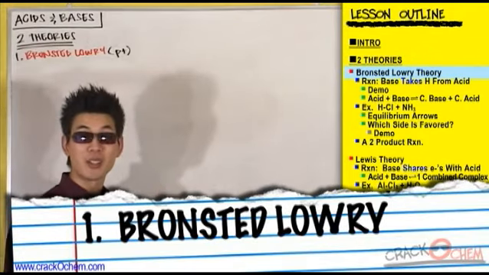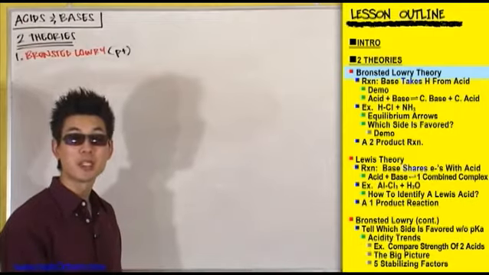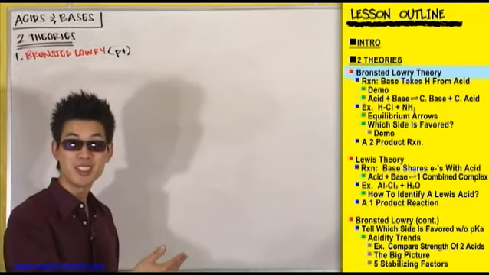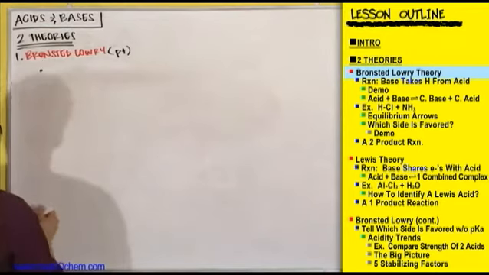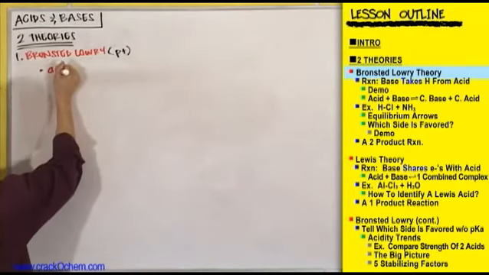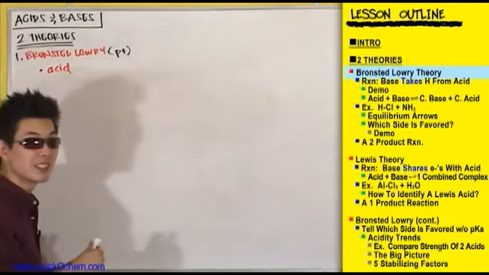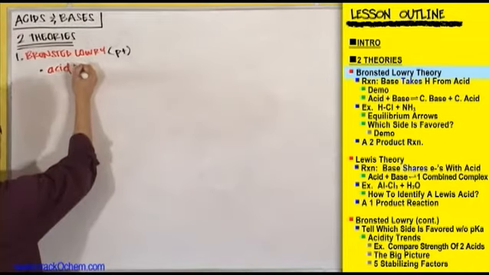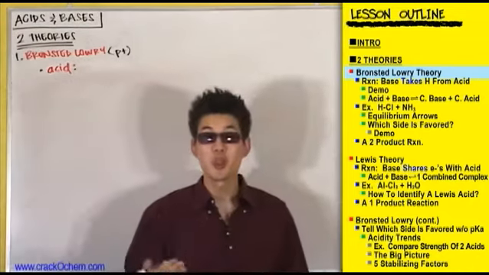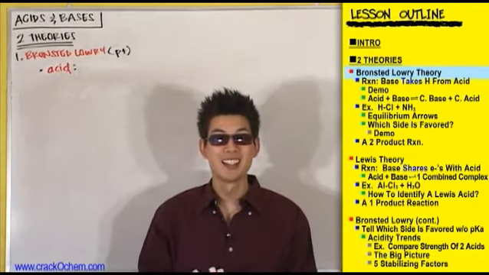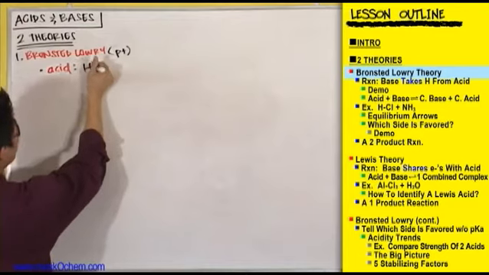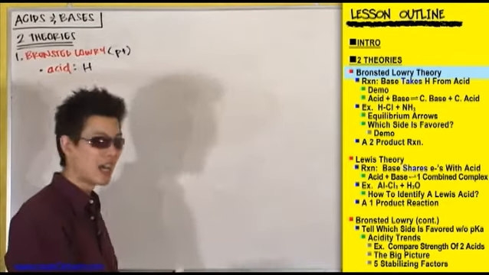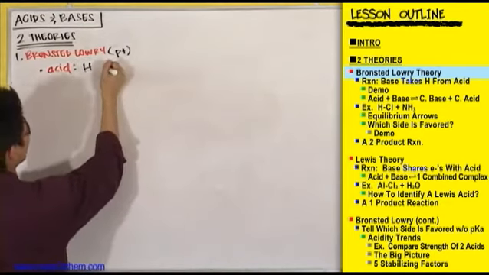Okay, so if Bronsted Lowry theory defines acids and bases purely in terms of protons, in terms of hydrogens, how would you expect Bronsted Lowry theory to define an acid? Would you expect this to be a proton donor or a proton acceptor? A hydrogen donor or a hydrogen acceptor? 50-50 shot here, right you guys? An acid, according to Bronsted Lowry theory, is going to be a hydrogen donor.